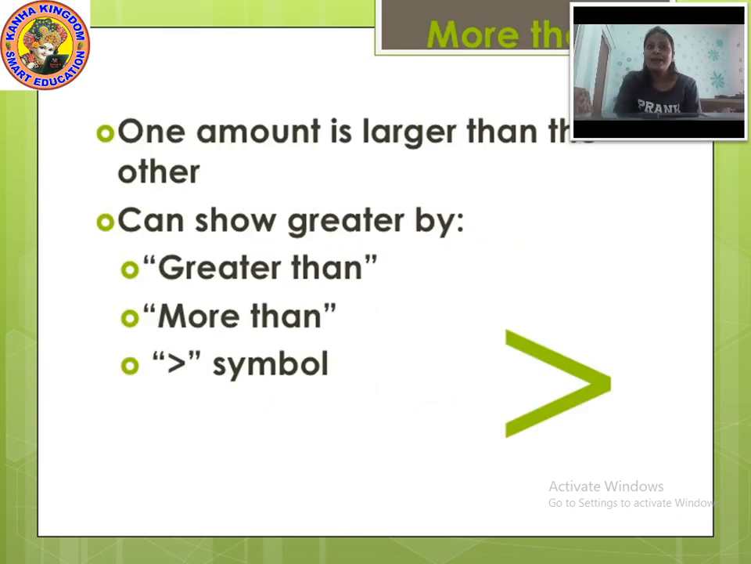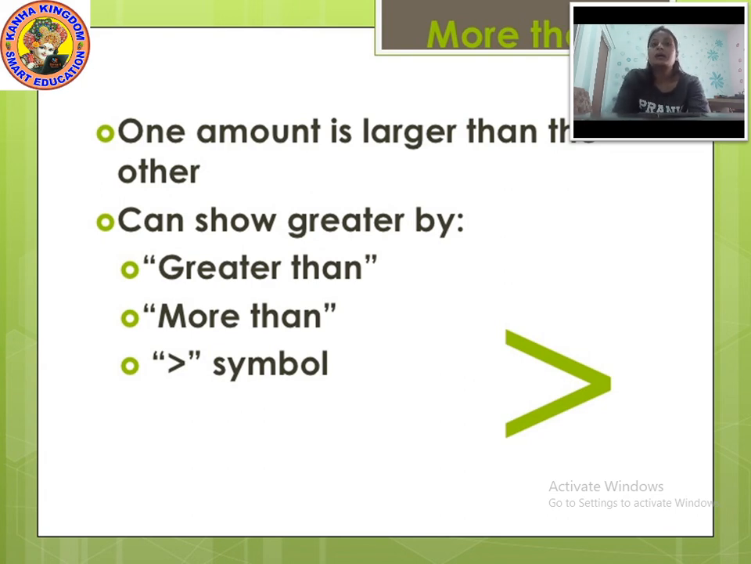Now, when one amount is larger than the other one, we call that more than. If a number is larger than another one, that number we will call more than. Or if the things are larger than and more than other things, we will call it more than.